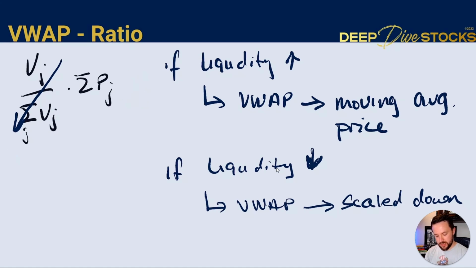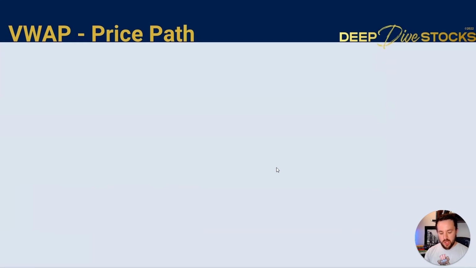So this is some pretty interesting characteristics about VWAP. Another curious thing about VWAP is we said that the price was defined as the high plus the low plus the close over 3.